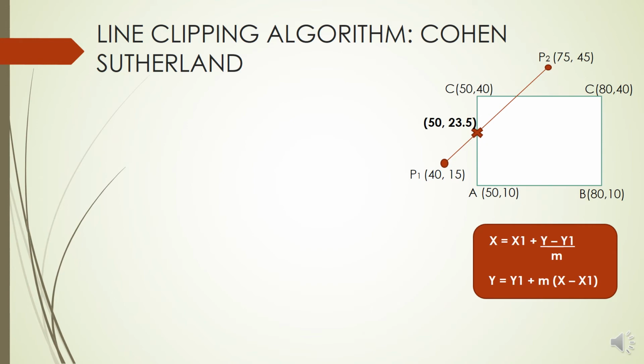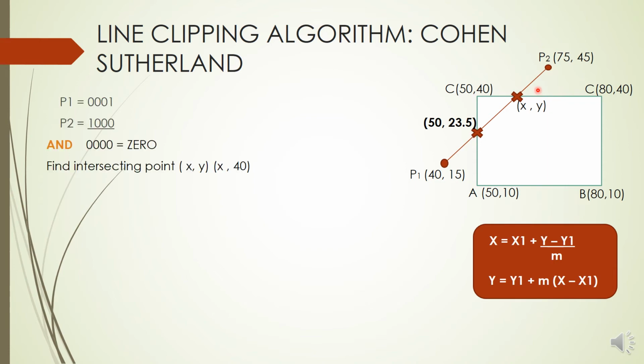Okay, the next one is that we need to find one more intersecting point of this line segment, which is the intersecting point here. So let us consider this new intersecting point that we need to find as x and y. This is from the previous procedure. And in order to find this new intersecting point, we consider this as x and y.